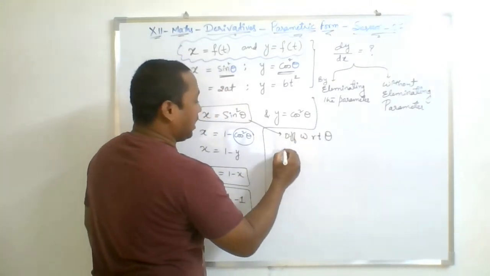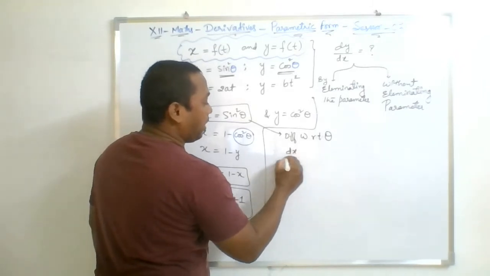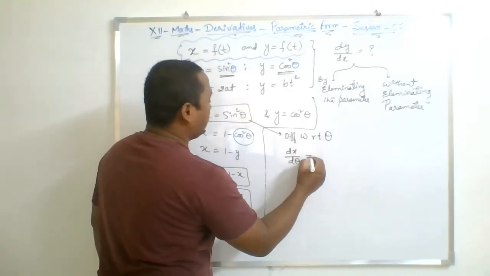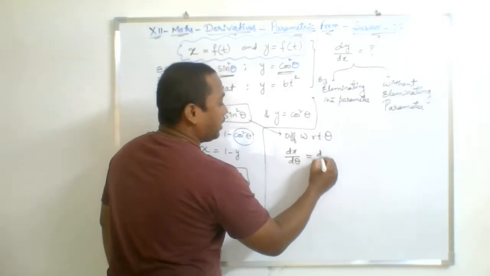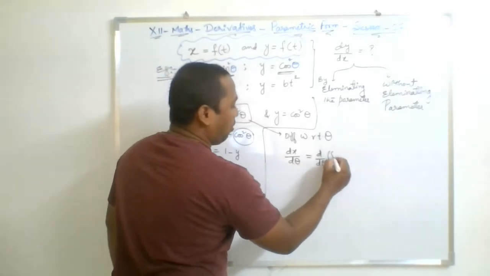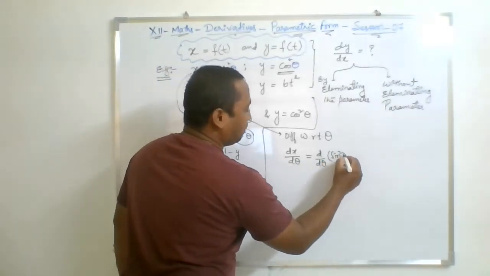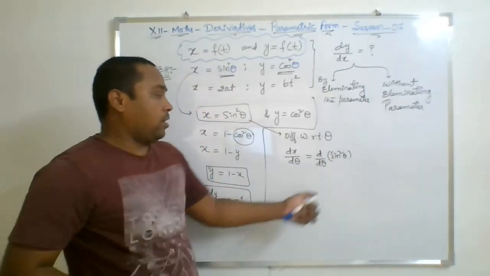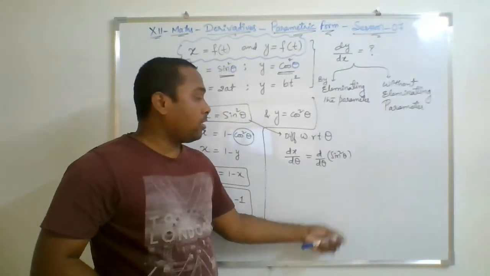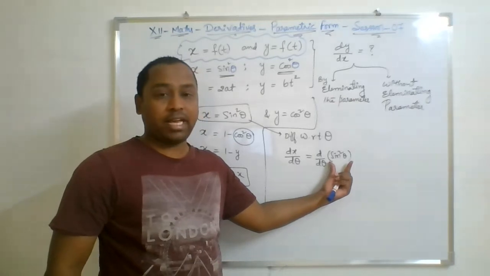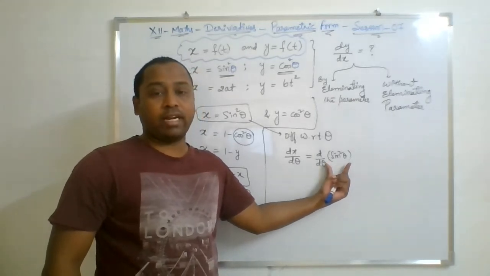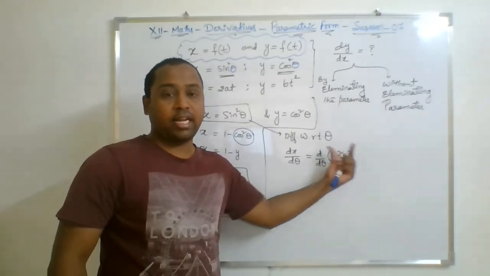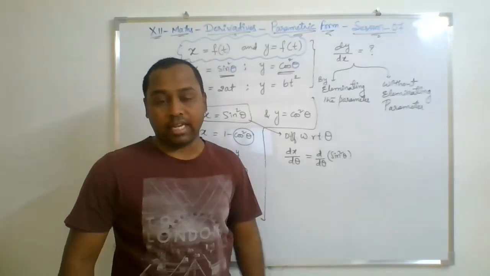So ultimately dx by d theta is equal to d by d theta of sine square theta. Now simply simplify the first part. It is in the form of x square. So the derivative of x square is 2x, and then apply the chain rule to get the next part.